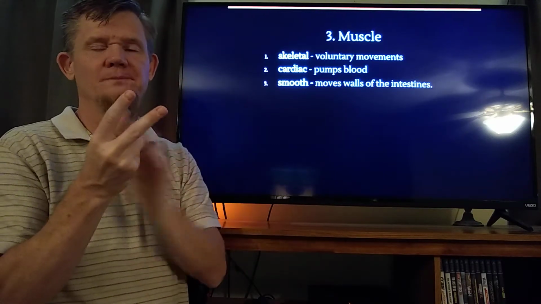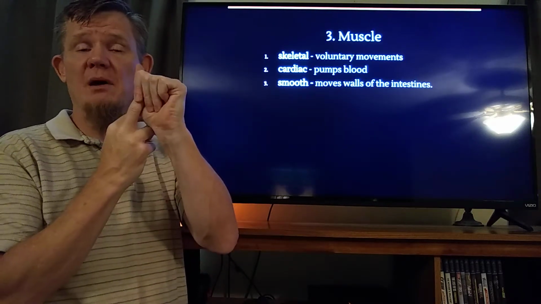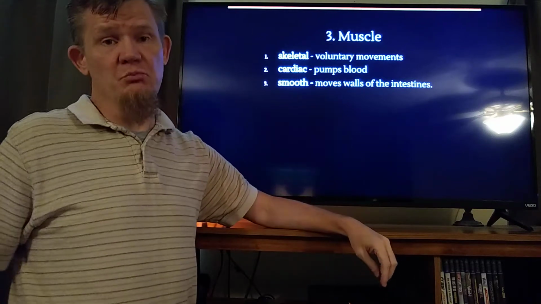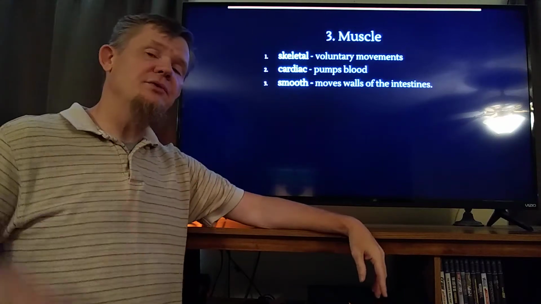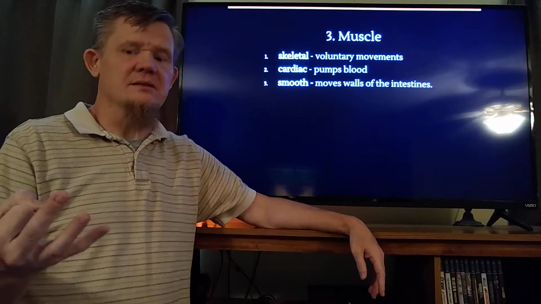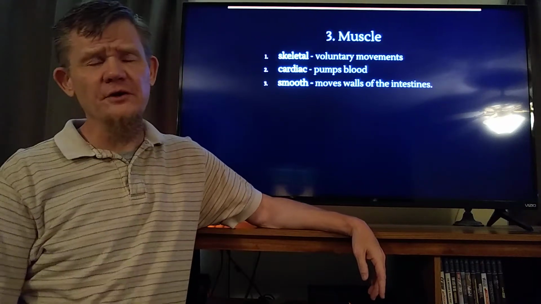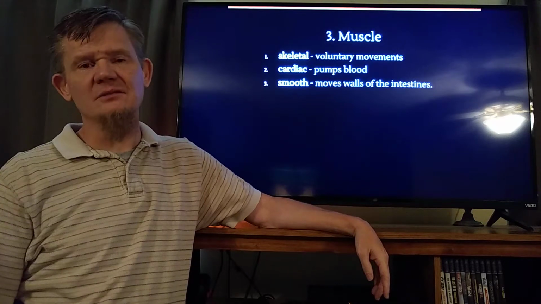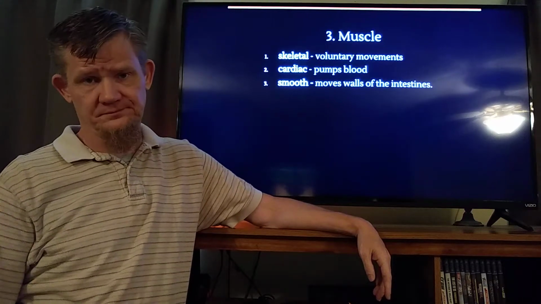Support. Next, we're going to move on and talk about muscle. Muscle's job is to move stuff. We have 3 different kinds of muscle tissues that move 3 different things. Our first is skeletal muscle. Skeletal muscle is what moves you.